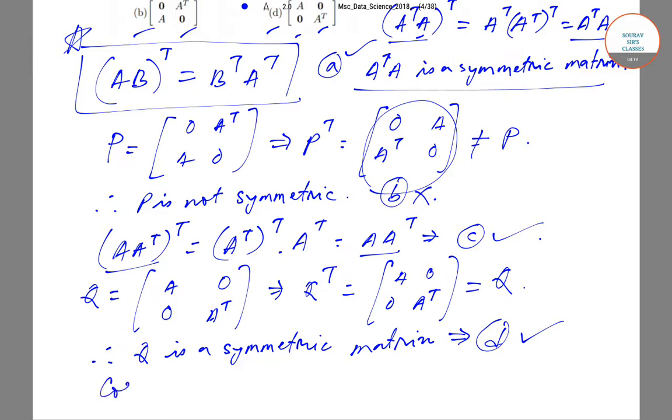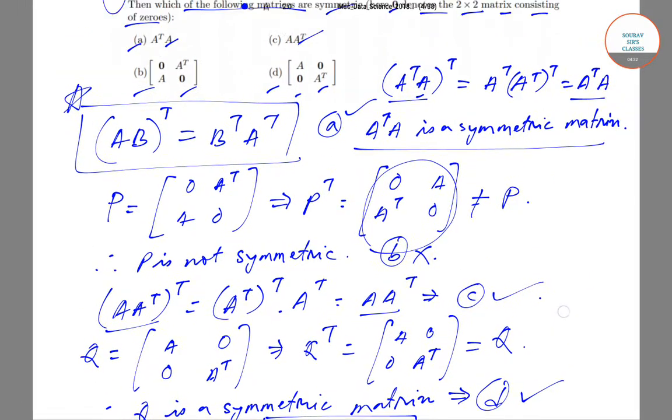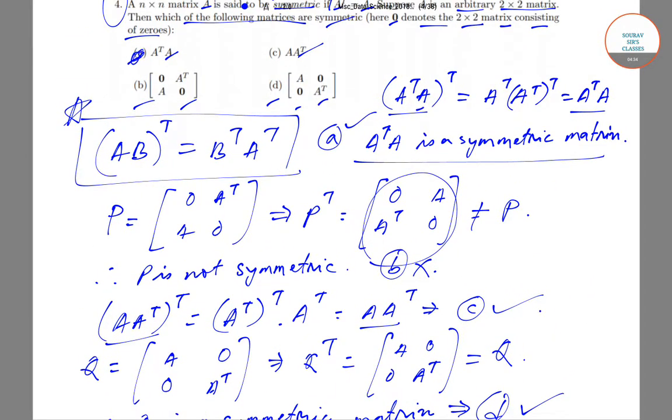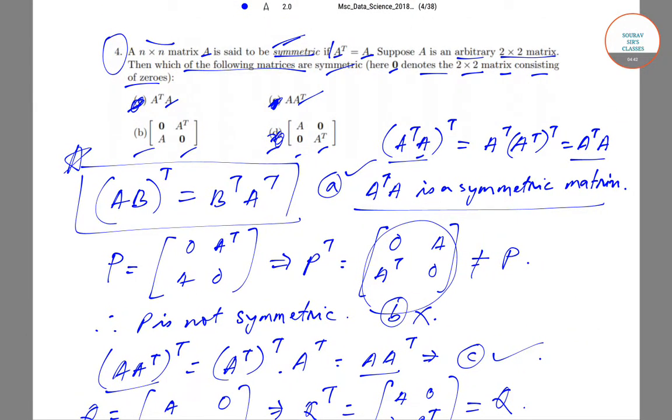So the correct options in this case are: option A is correct, option B is incorrect, option C is correct, and lastly option D is correct. The correct options are option A, option C, and option D. We'll be solving question number 5 now in the next video.